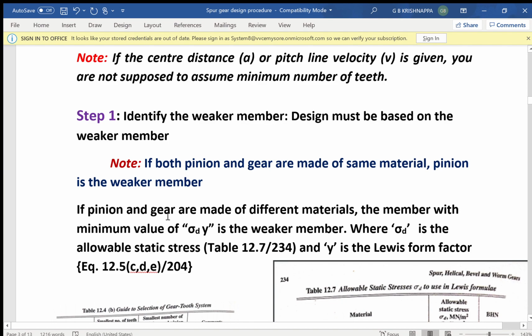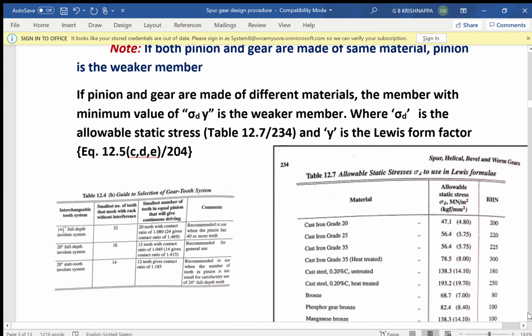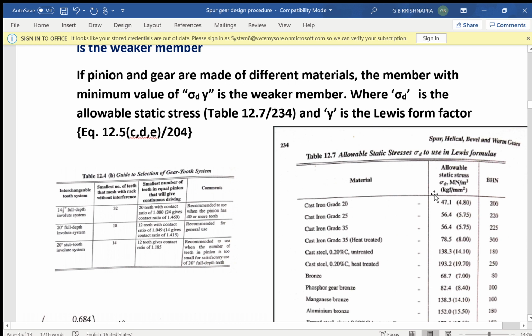If pinion and gear are made of different materials, the member with the minimum value of the product sigma d times y is the weaker member, where sigma d is the allowable static stress. The allowable static stress for different materials is given here in this table, or in the question they may specify the allowable static stress. In the question, if they specify, take that value only. You need not refer to the table.